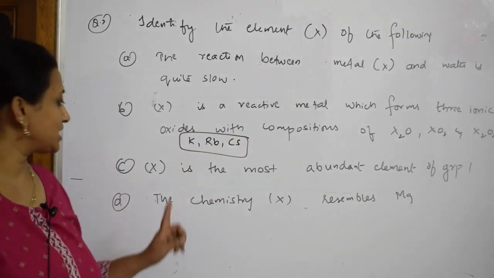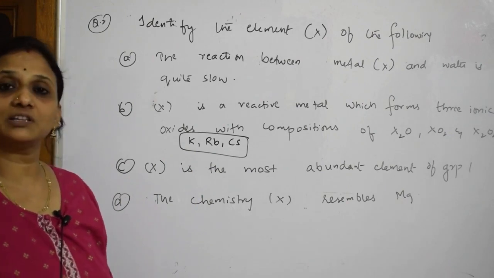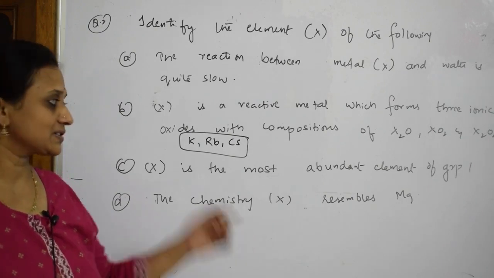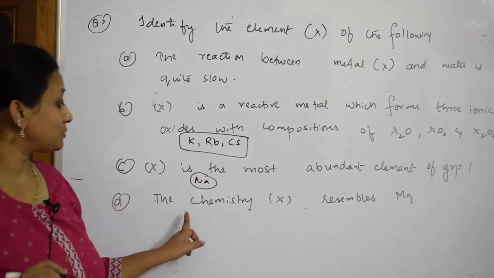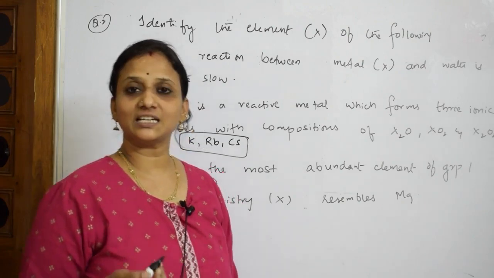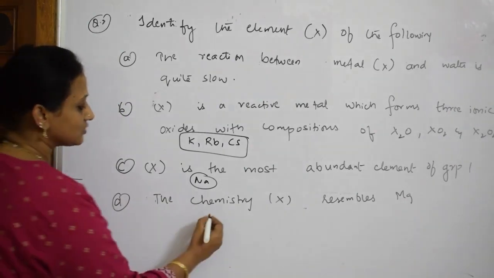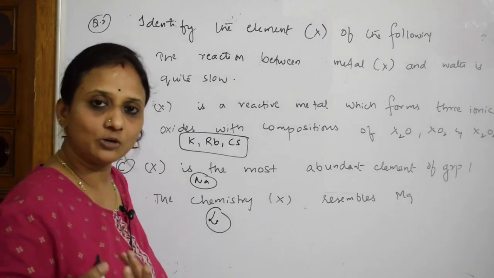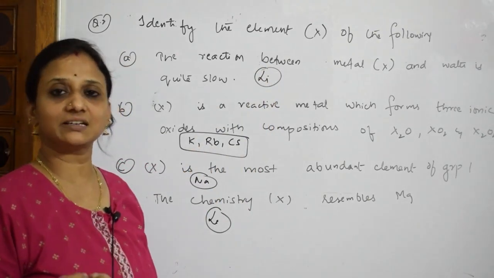Now suppose I take this one: X is the most abundant element of group 1. Among lithium, sodium, potassium, rubidium, cesium, which is the abundant element present in group 1? That is nothing but sodium, isn't it? Okay, this is an answer. Now, X whose chemistry resembles magnesium: we have already studied that lithium shows a diagonal relationship with magnesium. So X will be lithium. Even the first answer, the metal which will form a hydrate complex, is lithium. So this is how you differentiate and analyze the question and write the answer.